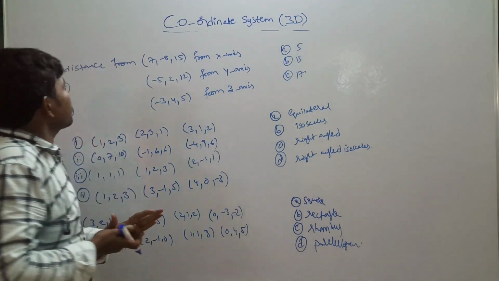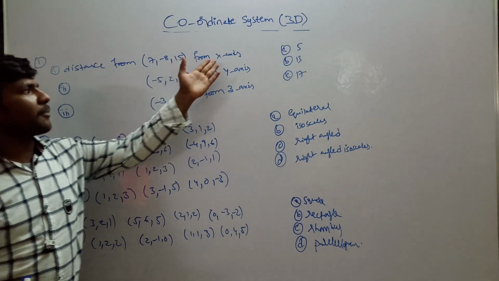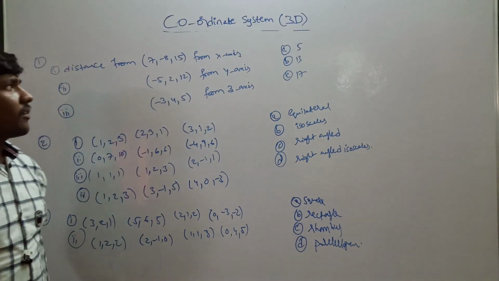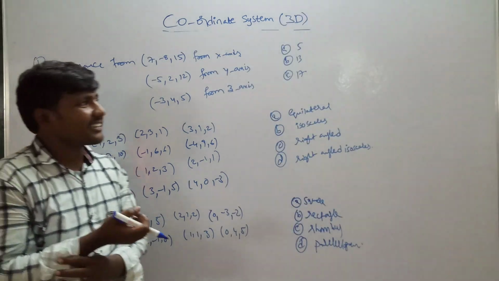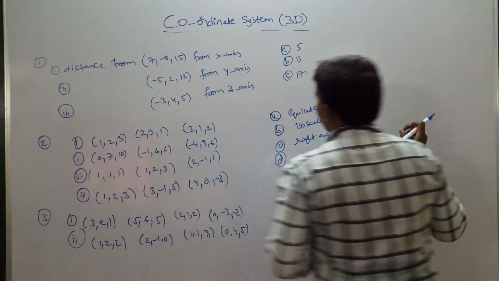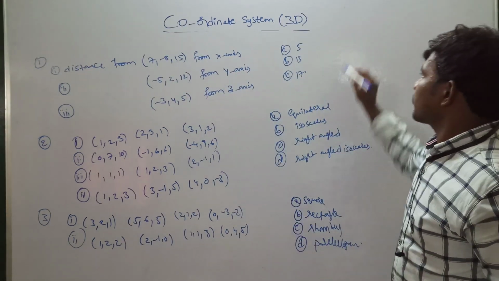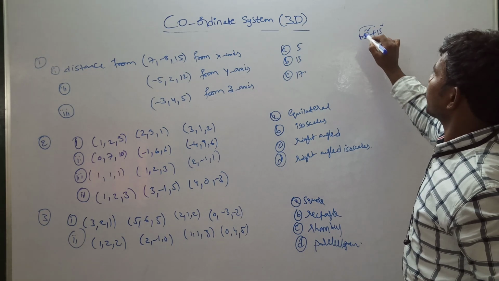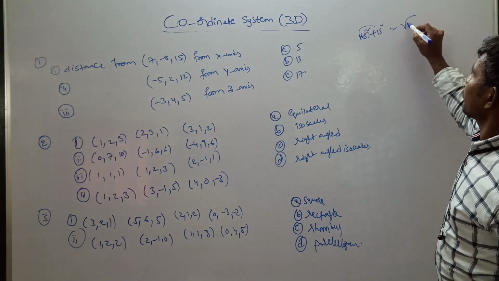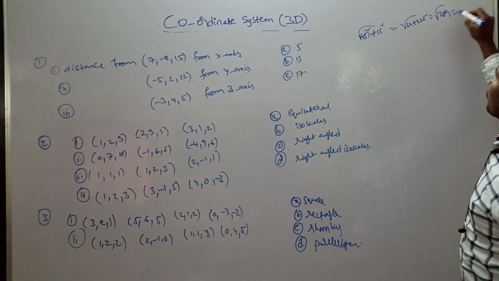First problem, the distance from (7, minus 8, 15) to the x axis. The distance from a point P(x, y, z) to the x axis is the root of y square plus z square. So the value is the root of 8 square plus 15 square, root of 64 plus 225, root of 289, that is equal to 17.